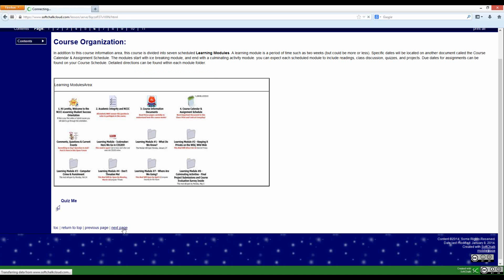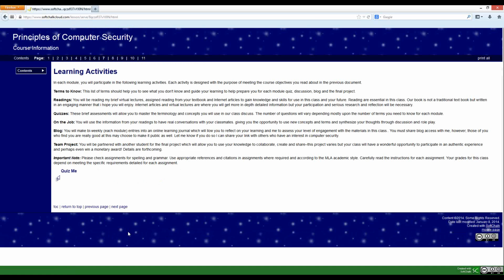And on the next page, we have even more detailed information. So on this page, Loretta's giving us a big picture sense of how the course is laid out. Then on the next page, she gives us specific information about what's going to happen in each module, what the learning activities are going to be. So we know that there are going to be terms to know, so we expect to look for those when we log into our first module.